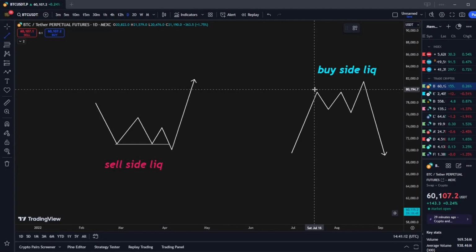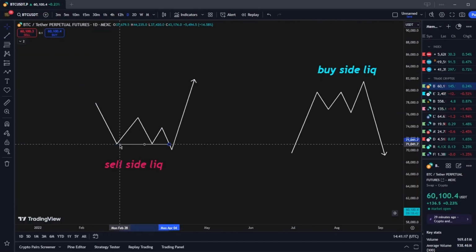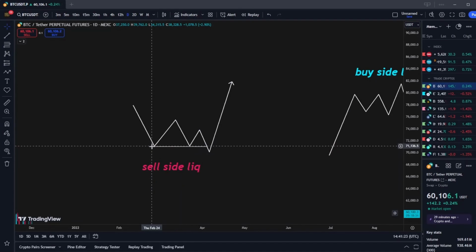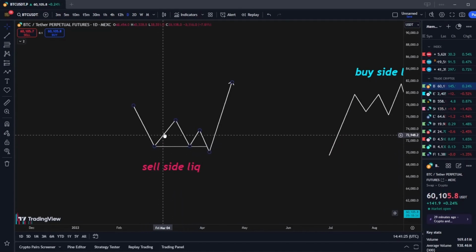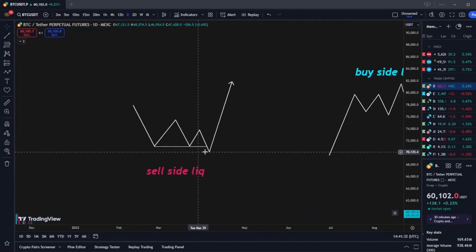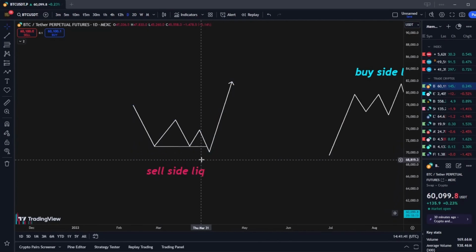So usually how liquidity is created is by many orders being placed at one specific area. So here on sell side liquidity, for example, we can see that many orders are being placed at this key level as we constantly are getting bounces. But the key area to look for is when we actually sweep this liquidity. Now this is called sell side liquidity. All of these lows are sell side liquidity. So on equal lows, we usually need to wait for a sweep and then we'll see a move up.